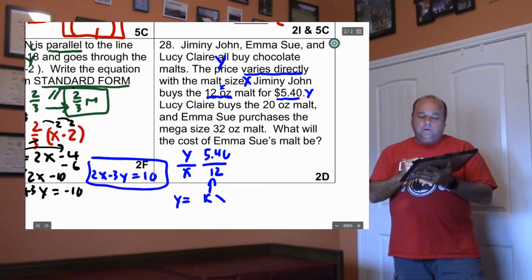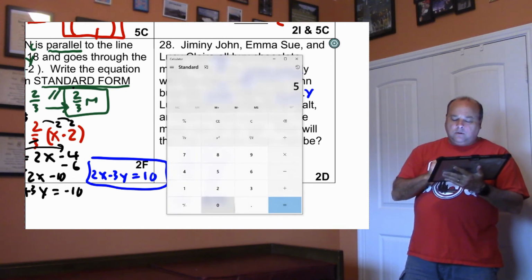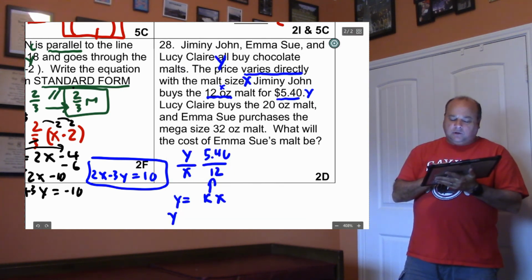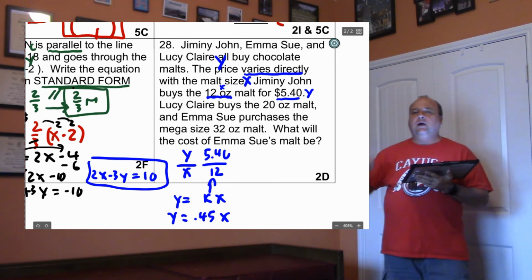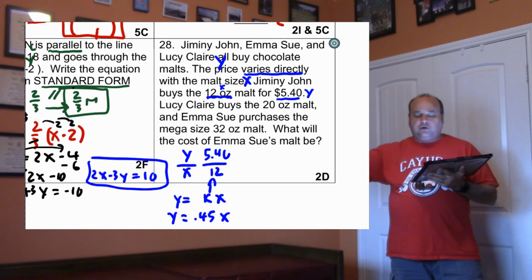Okay? So let's just do that real quick. 5.4 divided by 12, and I get 45 cents. So this will turn into this. That is my direct variation equation. If it's direct variation, it means it's proportional, right?